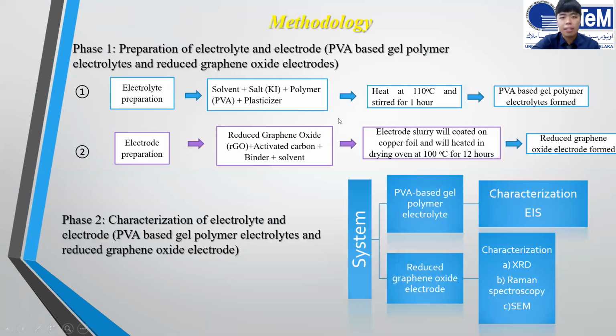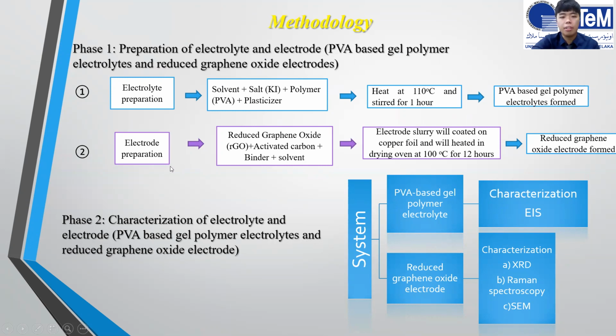The next slide is methodology. It's been separated into 5 phases. Phase 1 is preparation of electrolyte and electrode. For the electrolyte preparation, it's formed by solvent plus potassium iodide salt plus polymer PVA plus plasticizer. After that, the mixed solution will be heated at 110 degrees Celsius and stirred for 1 hour. Then the PVA based gel polymer electrolyte will be formed.